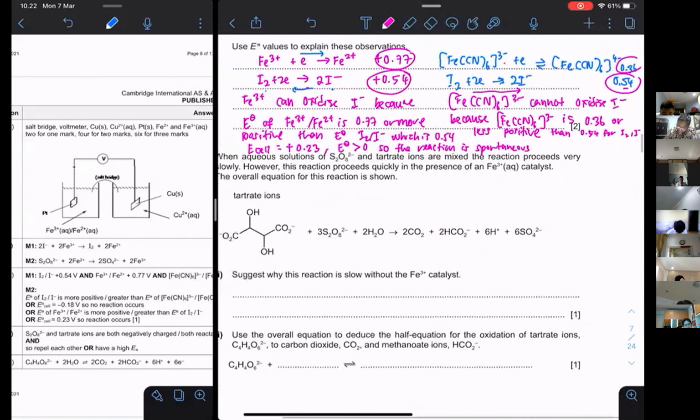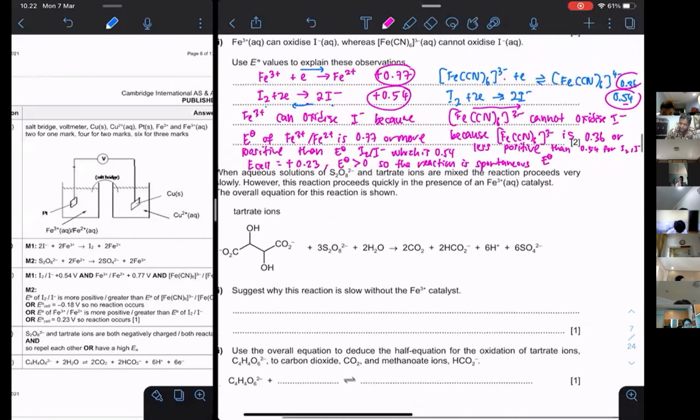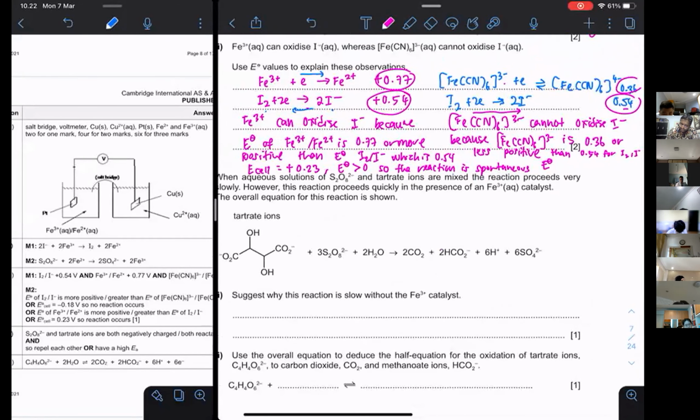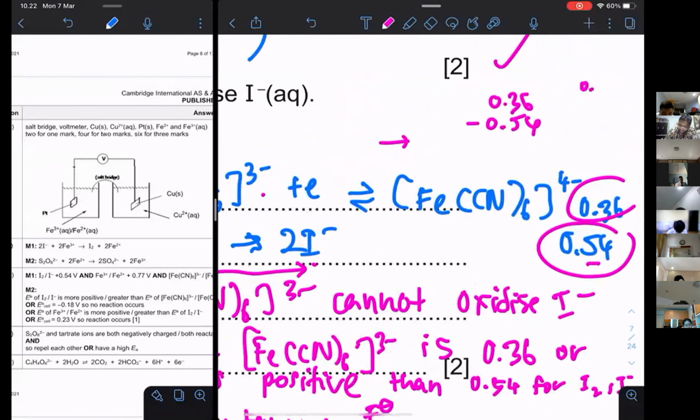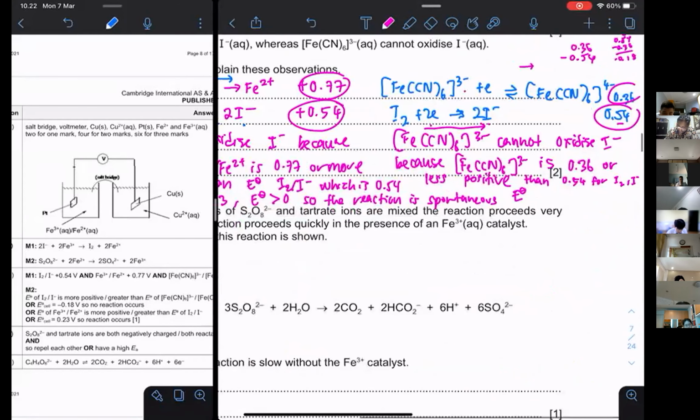Okay, so if you calculate the E value, they will go in front, this one will go behind. So if you calculate directly, you want this one to go in front, you want this one to go behind, then it's negative, so 0.36, negative 0.54. So if I find the difference, 0.36 minus 0.54, negative 0.18, less than 0, non-spontaneous.